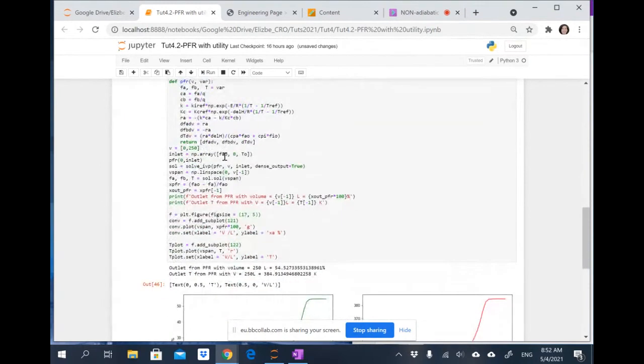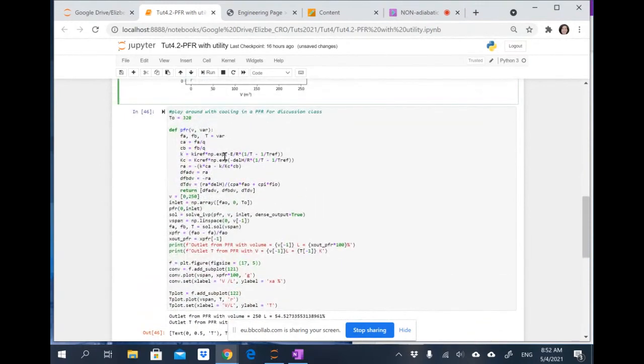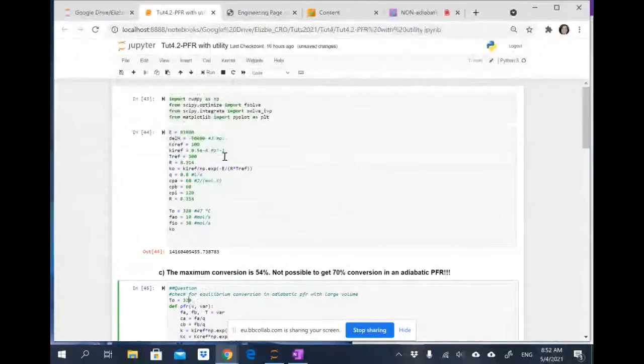So let's maybe quickly go through my code so that you can see what I've done here. These are all the parameters that were given. You were given the inlet molar flow rate, you were given Q, it's a liquid phase reaction, you were given all the CP values, you were given the ΔH and the E values. So using the information for the reference k value at the reference temperature, at 300 Kelvin, please don't get confused between this reference temperature and the inlet temperature.